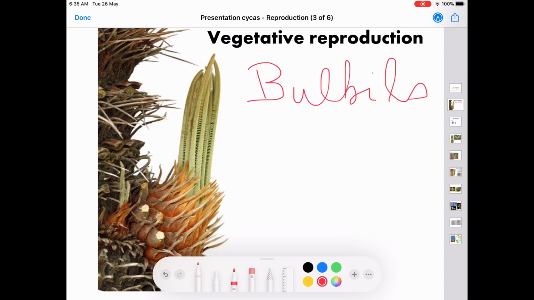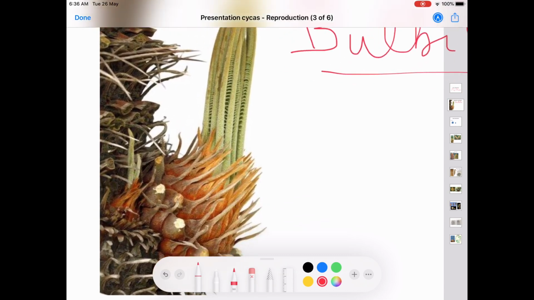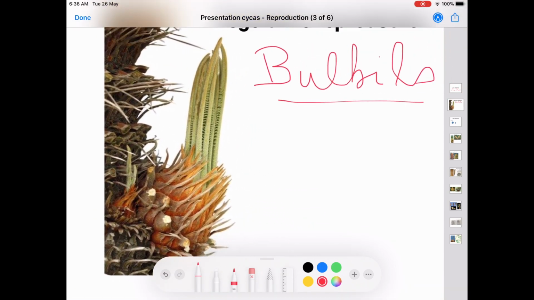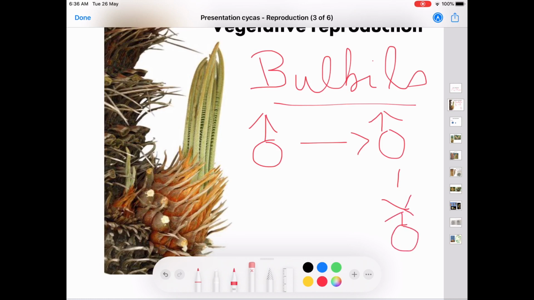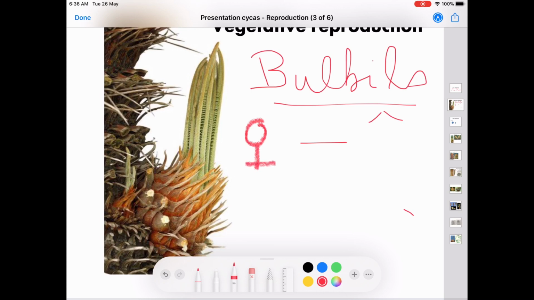The bulbils are produced on the stem of the mother plant. That is, the male plant will always be producing the male bulbil, and that male bulbil will grow into a male plant, and the female plant will always be producing a female bulbil, which will grow into a female plant.